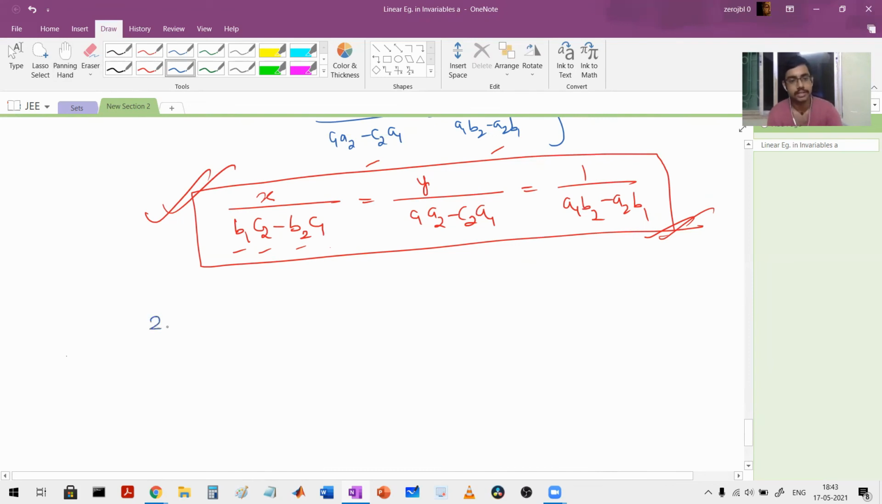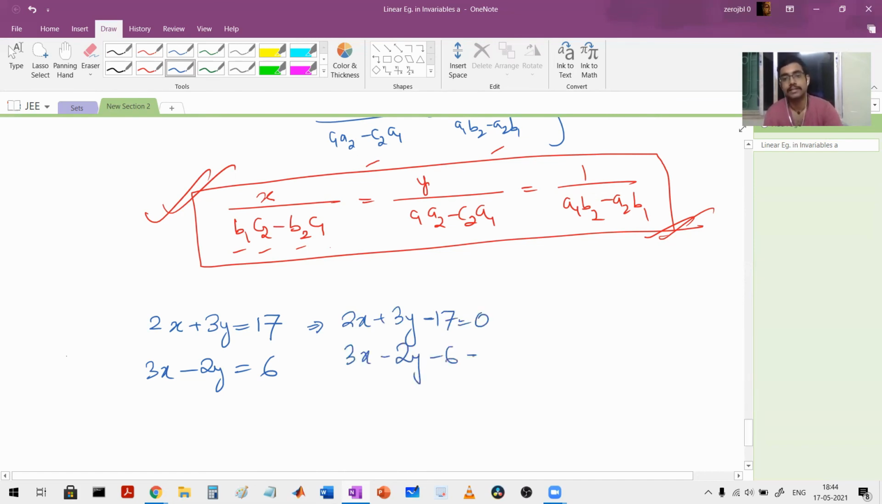Suppose you have two equations: 2x plus 3y is equal to 17 and 3x minus 2y is equal to 6. The benefit of this cross multiplication method is that you can find the answer in one line. But the most important thing to remember is you must bring all the garbage to the left hand side. So I have to adjust this like this: 2x plus 3y minus 17 is equal to 0 and 3x minus 2y minus 6 is equal to 0.